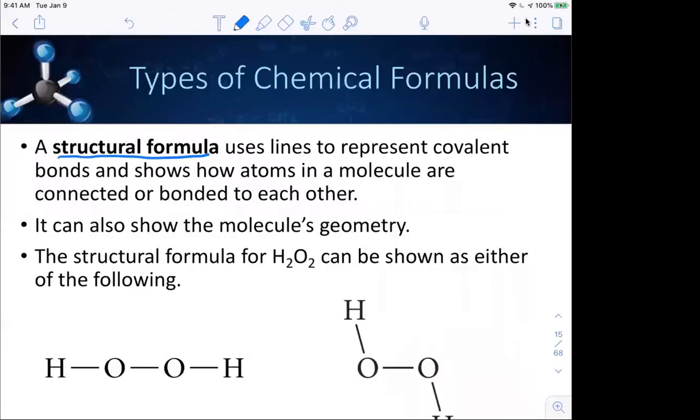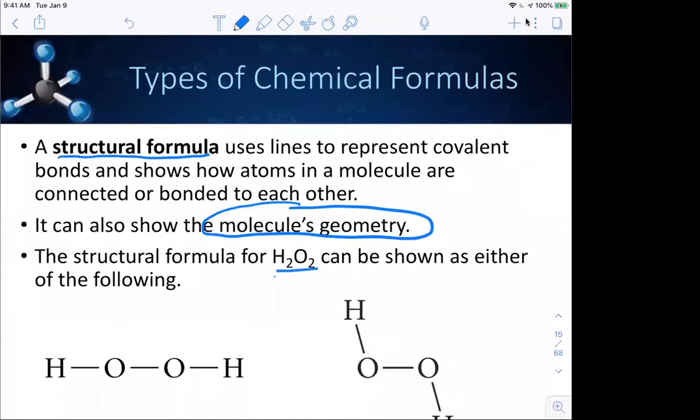But the structural formula uses lines to represent covalent bonds. What's really important about this type of formula is that it shows the atoms in a molecule and how they are connected or bonded to each other. Later on, we're going to learn that that bonded structural formula allows me to predict the molecule's geometry in 3-dimensional space.